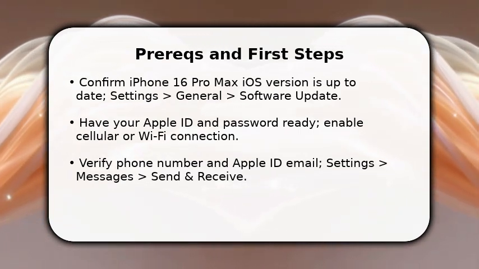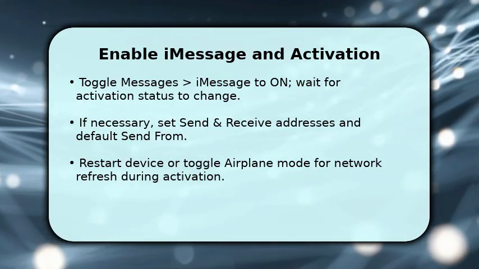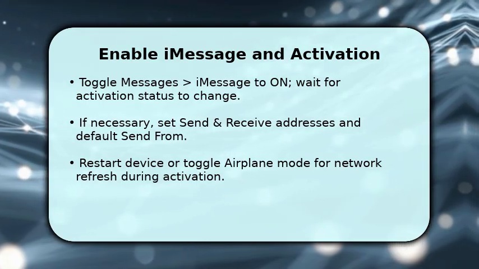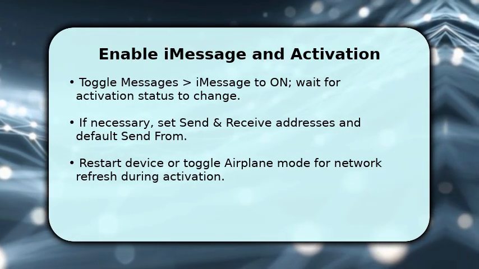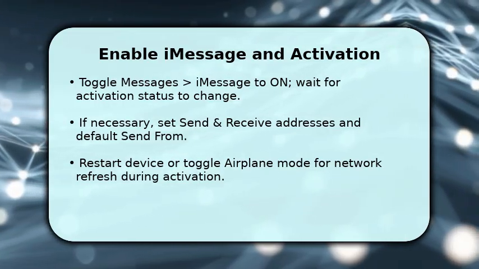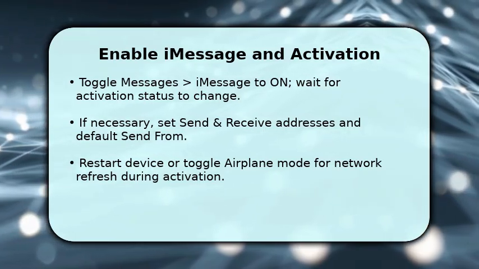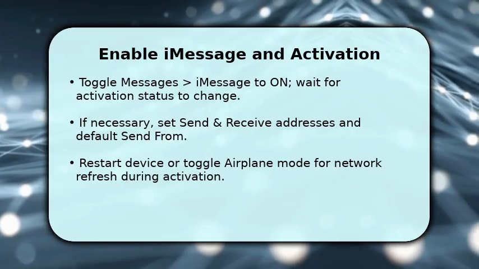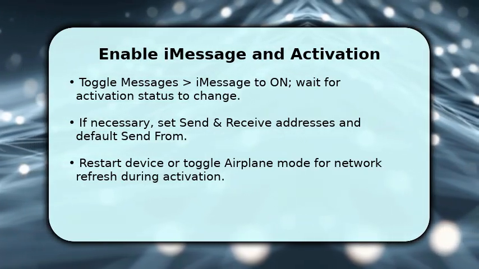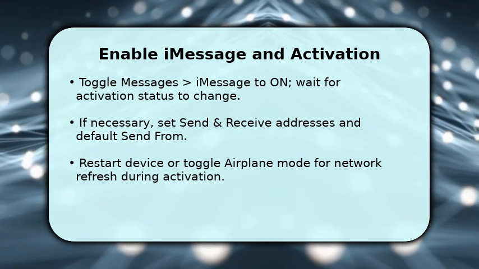Now enable iMessage directly and monitor activation. Go to Settings, Messages, and switch iMessage on. Your iPhone will contact Apple to activate, which can take up to a minute. Make sure Send and Receive lists the correct phone number and Apple ID email, and choose your default send from address so messages originate properly. If activation stalls, briefly toggle airplane mode or restart the phone to refresh network tokens. This forces reattempts and often resolves temporary issues.